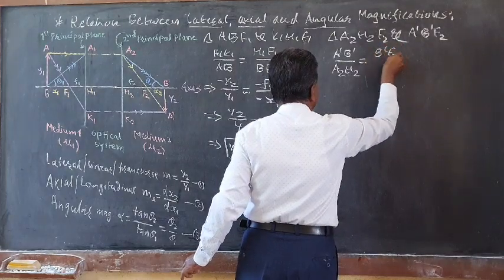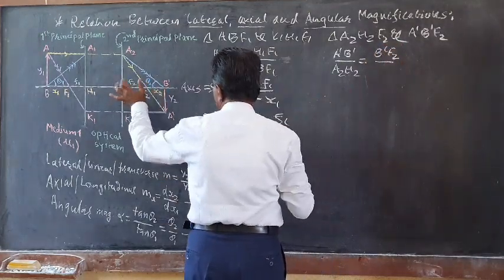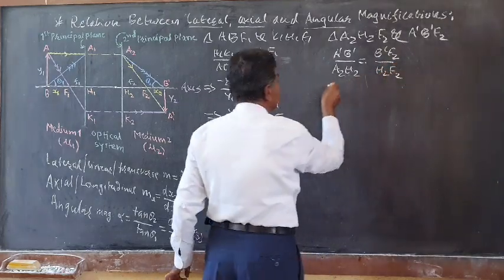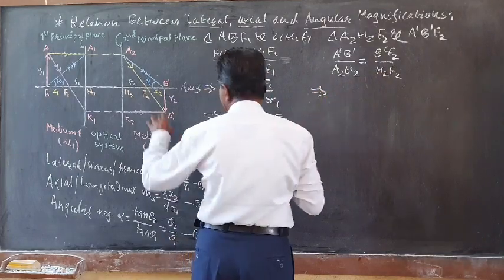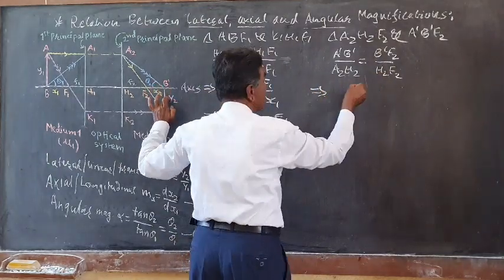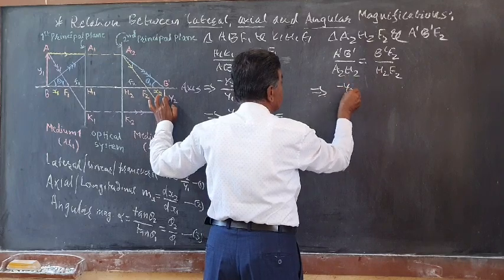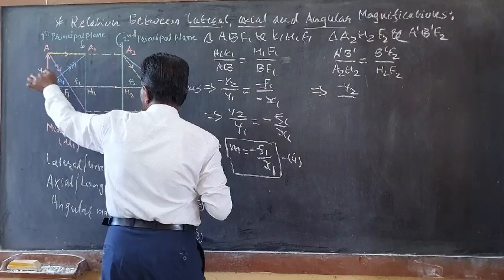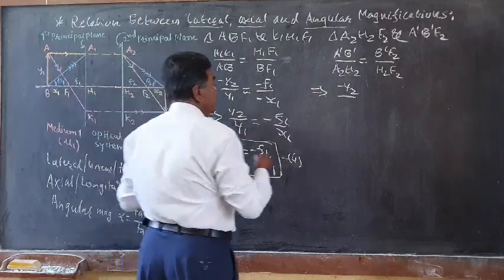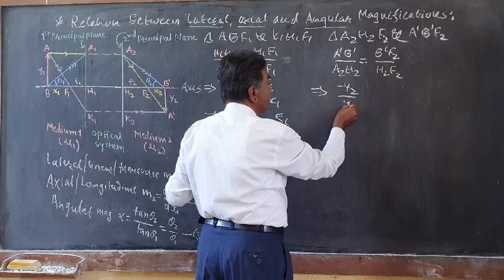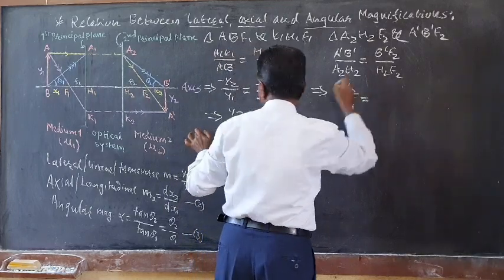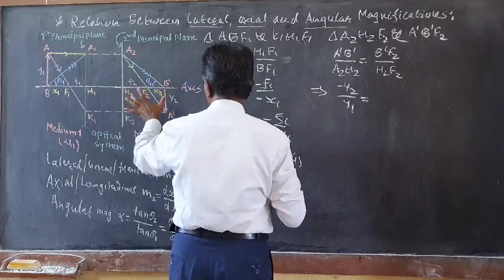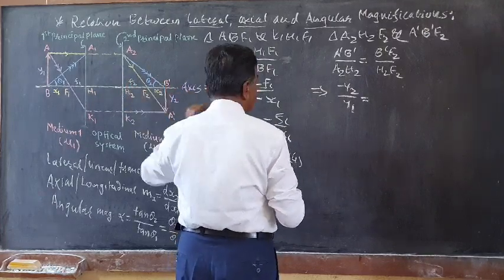So this will be equal to B dash F2 divided by the corresponding side S2 F2, and this can be written as: A dash B dash is nothing but minus y2 using sign conventions, divided by E2 S2, which is nothing but the height of the object, that is y1, and this will be equal to B dash F2, which is nothing but x2, measured to the left side. So these distances are positive according to sign convention.